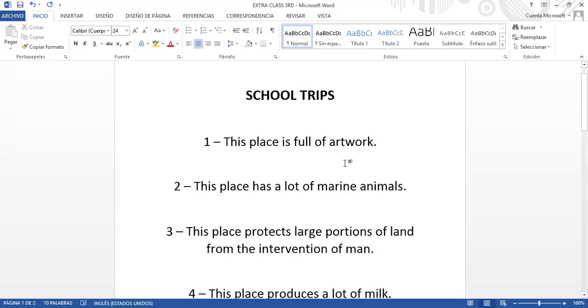This place is full of artwork. Remember, paintings, sculptures. Here we're talking about an art gallery. In number 2, okay, we have a place that has a lot of marine animals. Remember, marine, that's related to water. So if it's, well, water, the ocean, the sea. Okay, so if it's one of those places, kind of like a zoo, but exclusively for marine animals, well, that's going to be an aquarium.